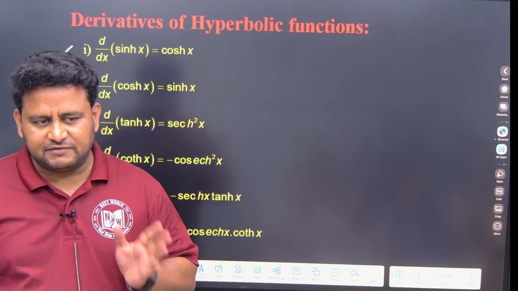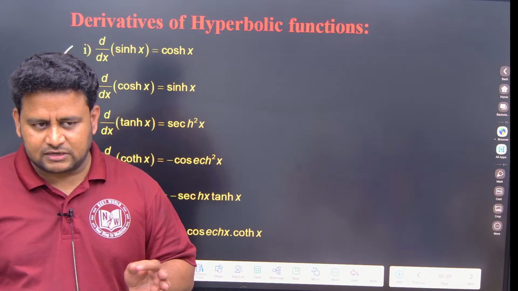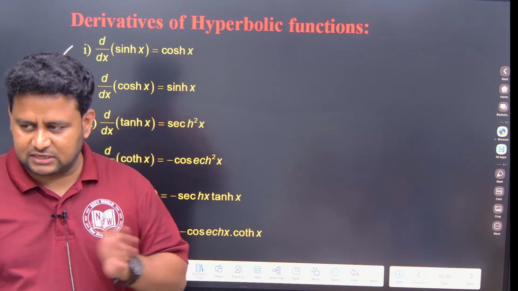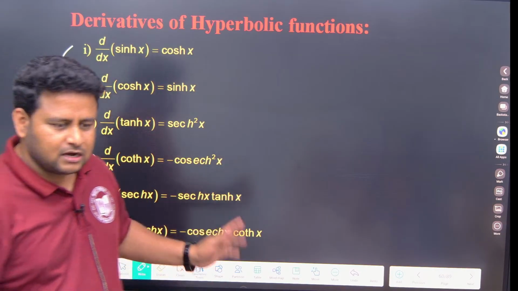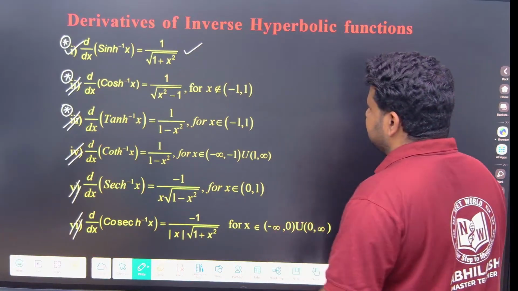So when you talk about derivatives of hyperbolic functions, the first three, sin, cos, tan, don't have negatives, they are positives. The next three, the reciprocals, will all have negatives. Clear? Okay. Derivatives of inverse functions.